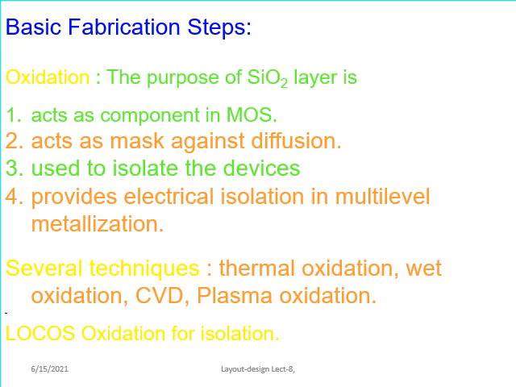First of all, oxidation. The silicon dioxide layer acts as a component of the metal oxide semiconductor. That silicon dioxide is one layer of the metal oxide semiconductor. It is an important layer. It acts as a mask against diffusion, is used to isolate devices, and provides electrical isolation in multi-level metallization. Several techniques are used for the silicon dioxide layer: thermal oxidation, wet oxidation, CVD and plasma oxidation.